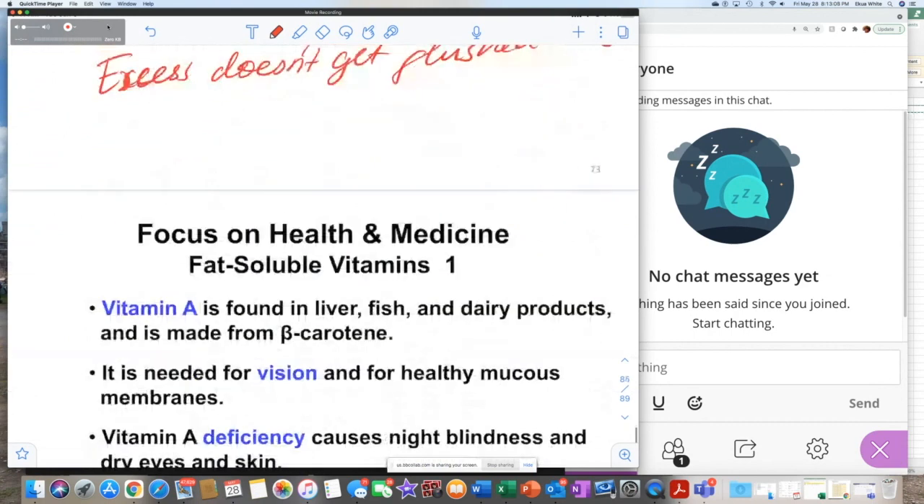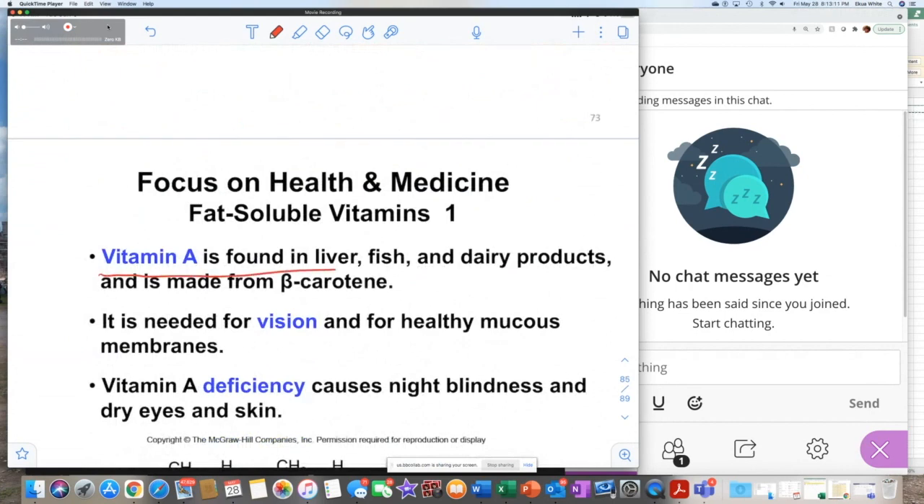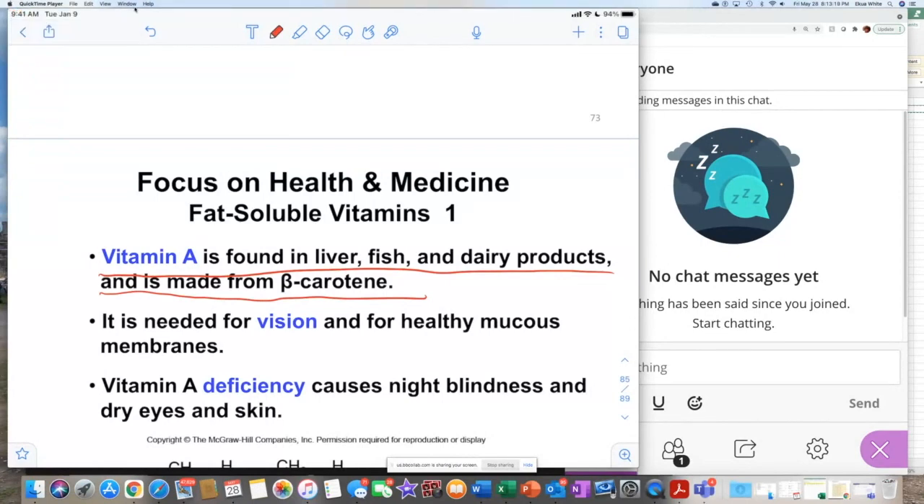Okay, vitamin A is found in liver, fish, and dairy products, and is made from beta carotene. That's what they say. Make sure you eat a lot of beta carotene for night vision. When I was a kid, I was like, night vision? I can see just fine at night. I was young. Now I'm like, vitamin A. I wear glasses. But still, as I'm getting older, I'm like, can't see that? Where is that? That's a car. That's a person.